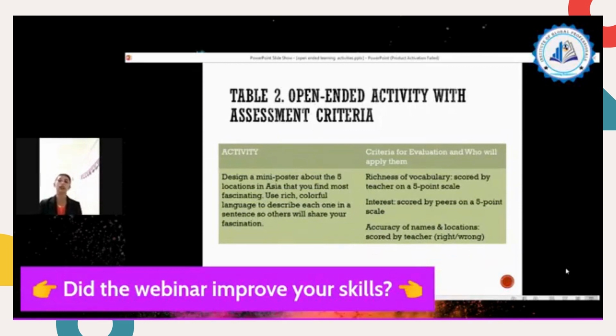For table number 2, this is an open-ended activity with assessment criteria for an evaluation on who will apply them. For this example, an activity is to design a mini poster about the 5 locations in Asia that you find most fascinating. You use rich, colorful language to describe each one in a sentence, so others will share your fascination. Meaning you are fascinated in one country, one location in Asia. Example is Korea or Japan, because these 2 locations have snow.